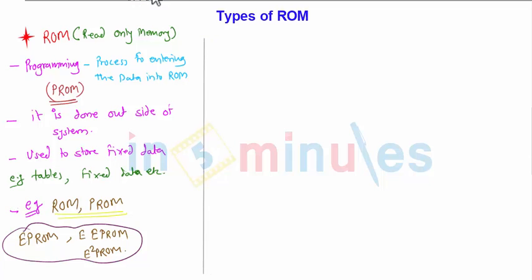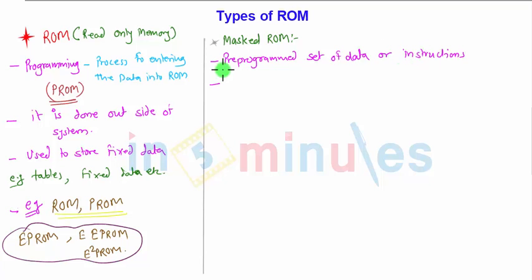So first one is the masked ROM. It is a device that contains a pre-programmed set of data or instructions. It is having the pre-programmed set of data or the instructions, you can call it.